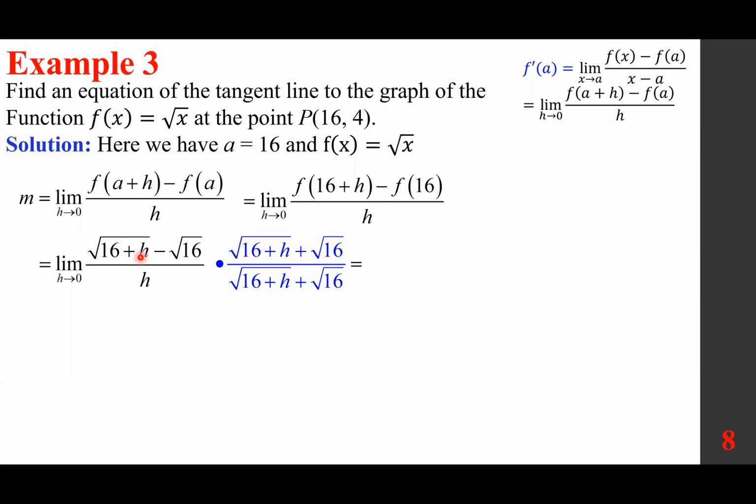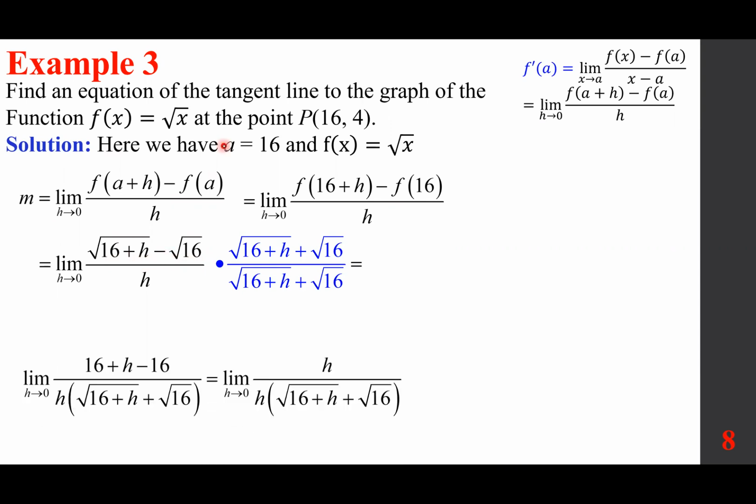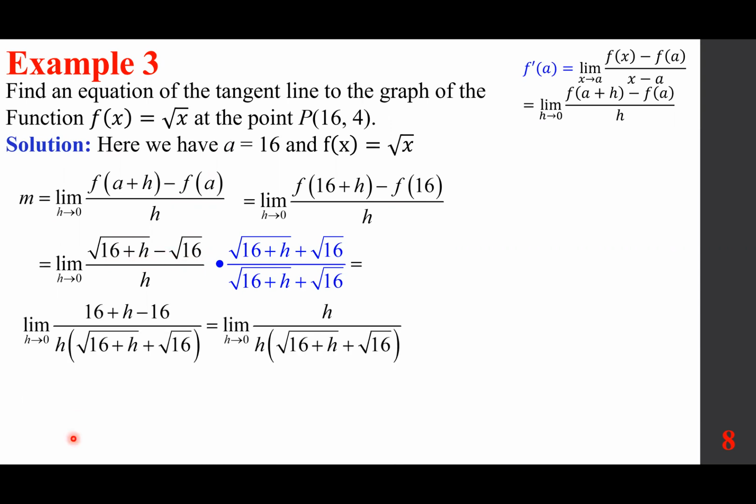For the numerator, whether you're looking at a minus b, a plus b, this comes out as a squared. That means it just comes out 16 plus h minus the second one comes out. So what you're looking at obviously is this, the 16 and negative 16 cancel each other. The numerator leaves you with h and h only.